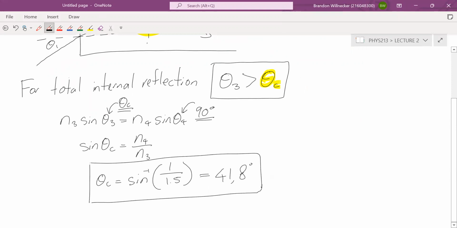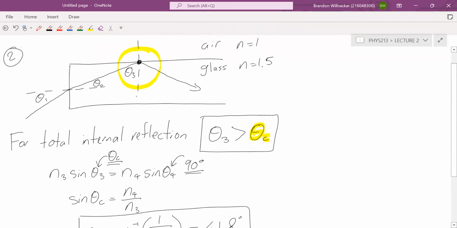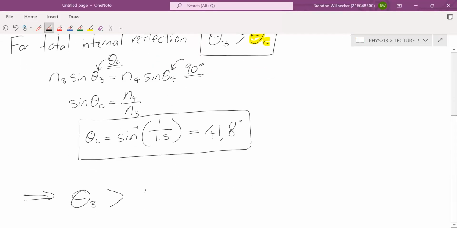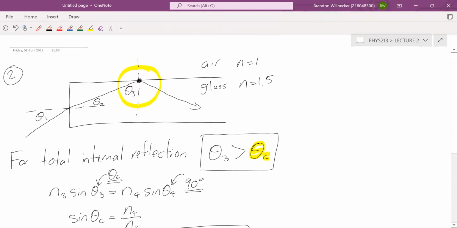Good. So we can write the condition for total internal reflection as θ3, this inside angle over here, must be greater than θc. Okay, must be bigger than the critical angle for this to all work. In other words, θ3 must be greater than 41.8 degrees in this special case. Okay, so that part's done.